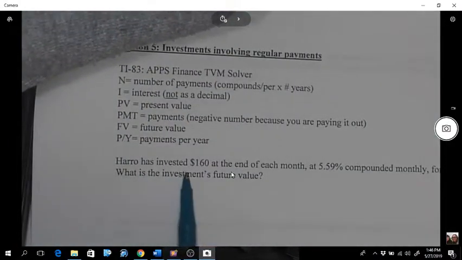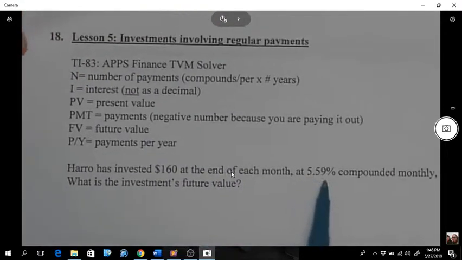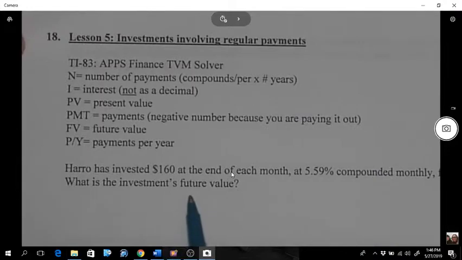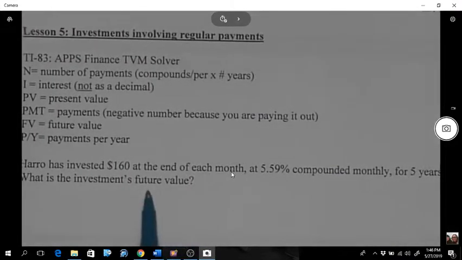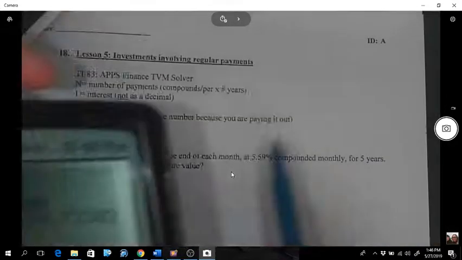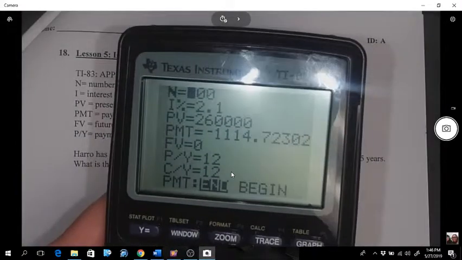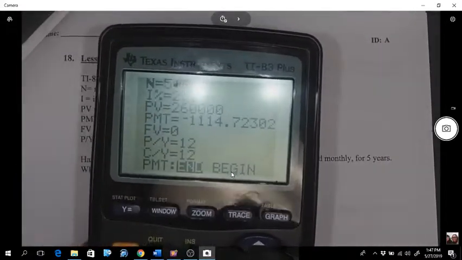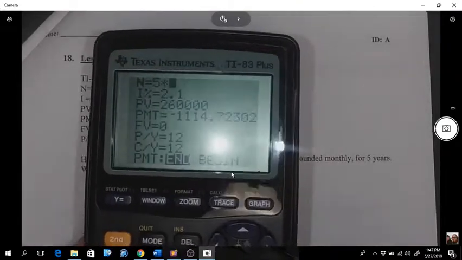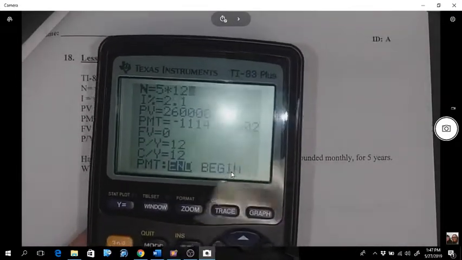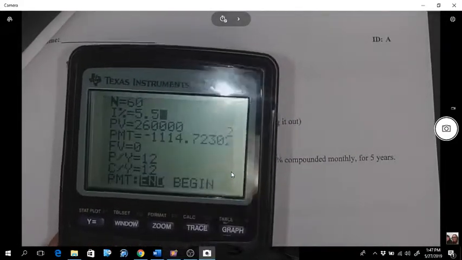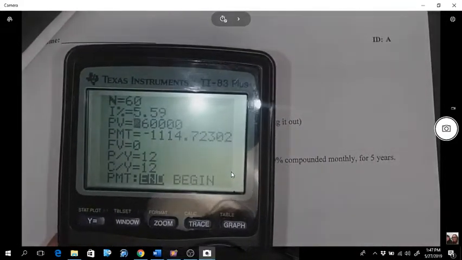Her was invested 160 at the end of each month at 5.59 compounded monthly for 5 years. What's the future value? Okay, so we're going to go into our program. So N is 5 years times compounding monthly. So I'm going to do that right in there. 5 times 12, 60. 5.59 is the interest.